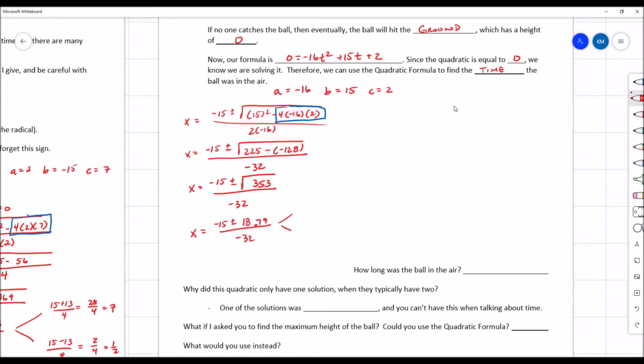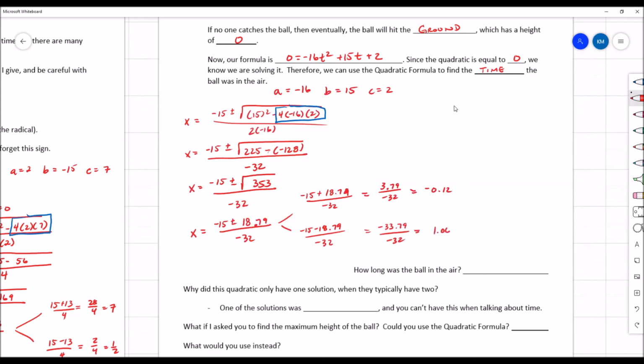Either it's negative 15 plus 18.79 over negative 32, or it's negative 15 minus 18.79 over negative 32. As we do both of these, this gives us 3.79 over negative 32, which simplifies to negative 0.12. And this gives us negative 33.79 over negative 32, which gives us 1.06.